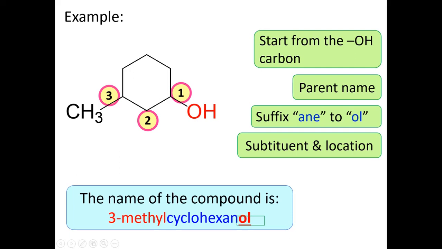So cyclohexane, the E you substitute with OL. And what is the alkyl group? The alkyl group is methyl, so you need to put methyl. 3-methylcyclohexanol.